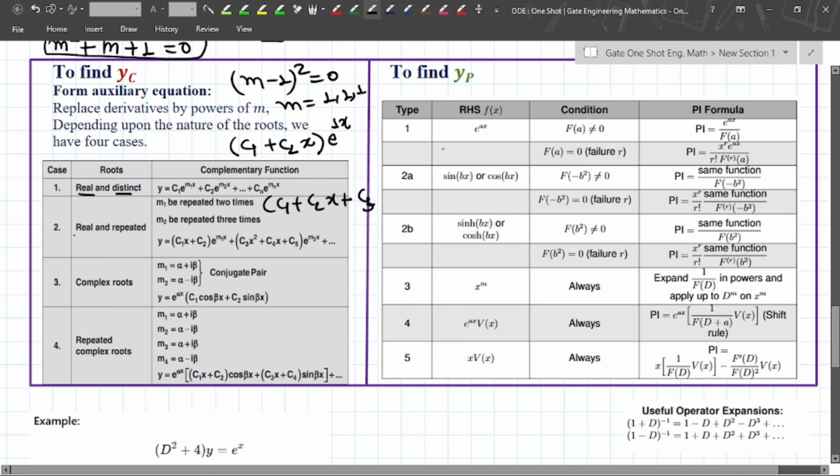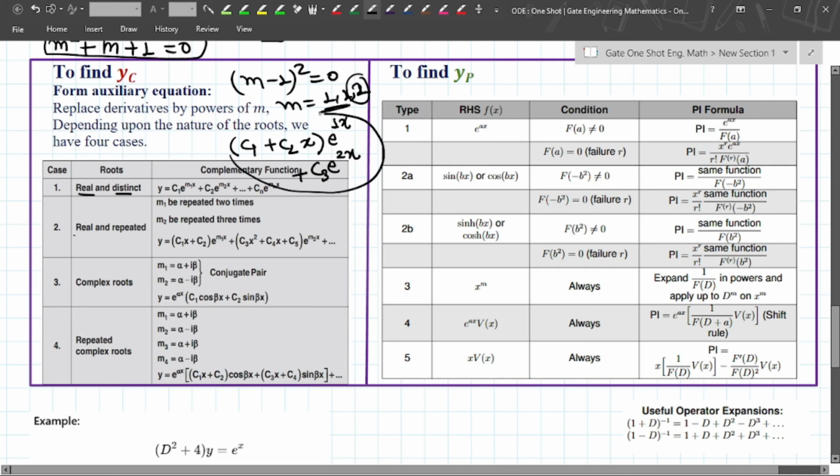Now, along with the repeating root, one root may be different. For example, 1, 1 and 2. So 2 roots are repeating, then c1 plus c2 into x times e to the power of 1x, plus for this 2, it will be c3 into e to the power of 2x.